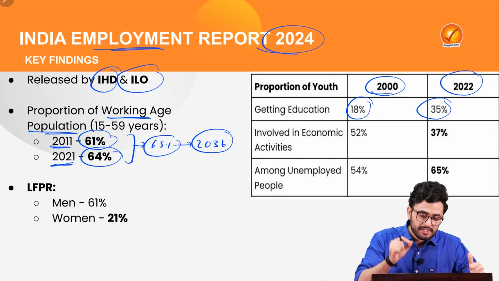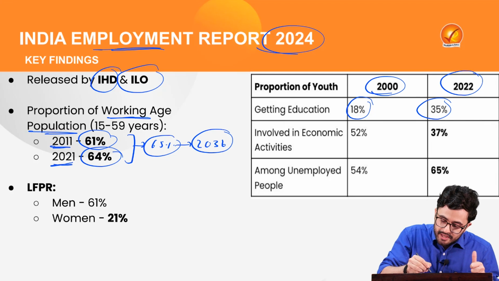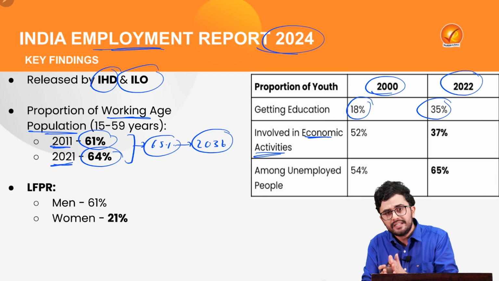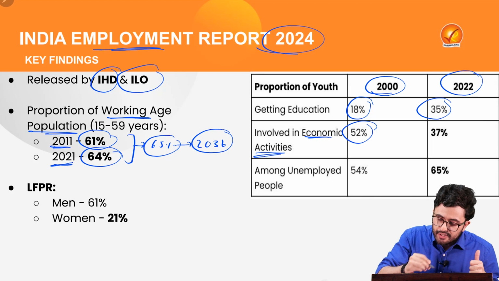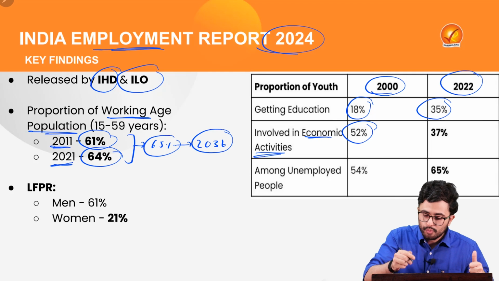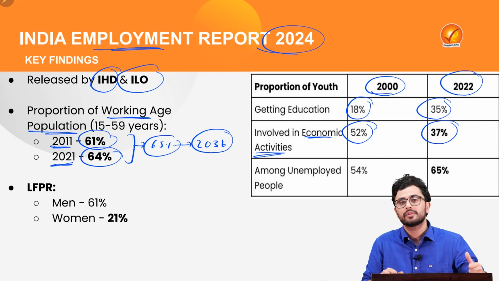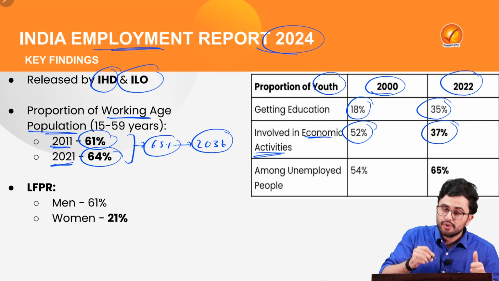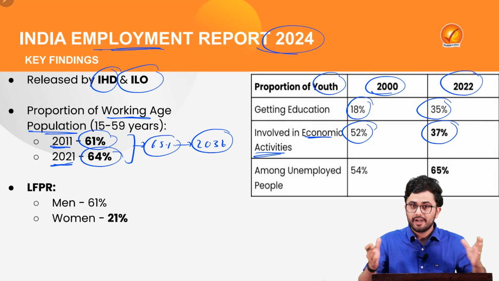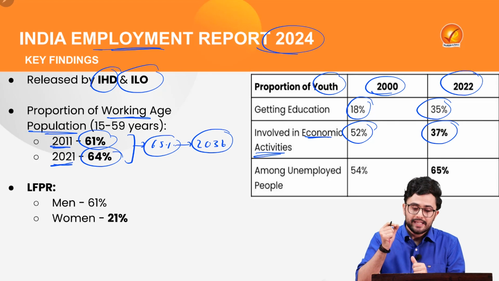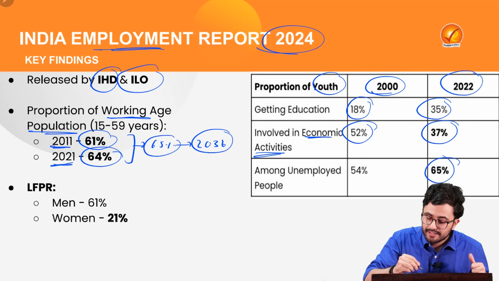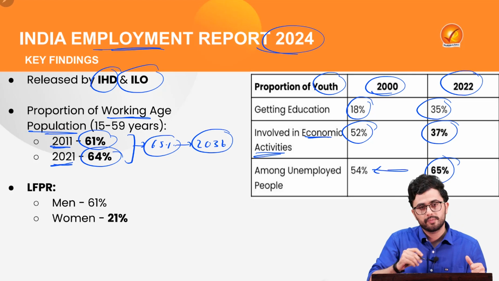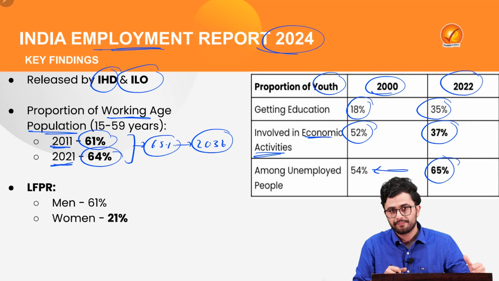But at the same time, the proportion of youth involved in economic activities has significantly declined from 52% in 2000 to 37% in 2022. At the same time, the proportion of youth among the total unemployed people in our country stands currently at 65%, which has increased from 54% 2 decades back.